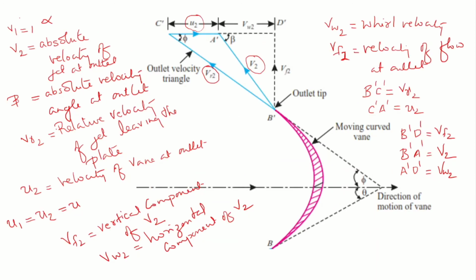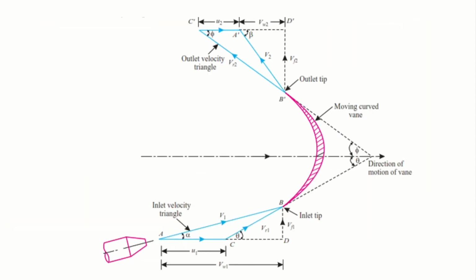So now we can look into the velocity triangles at the inlet and outlet. This is the figure which shows the velocity triangle at inlet and outlet. At the inlet, the velocity triangle is represented by A, D, B, and at the outlet, it is represented as B dash, C dash, D dash.